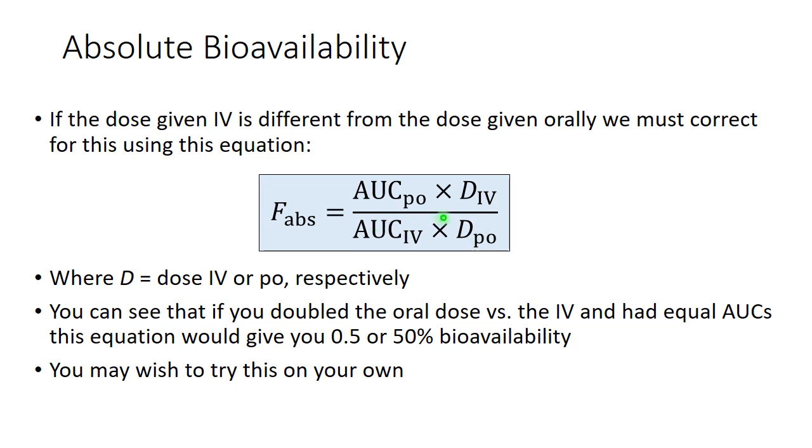And if it were exactly the same AUCs but double the oral dose, that would give you about a 50% bioavailability. So I encourage you to try that with different numbers to see if you get that, and then hopefully it'll make more sense how we can calculate bioavailability with this correction factor even with different doses.